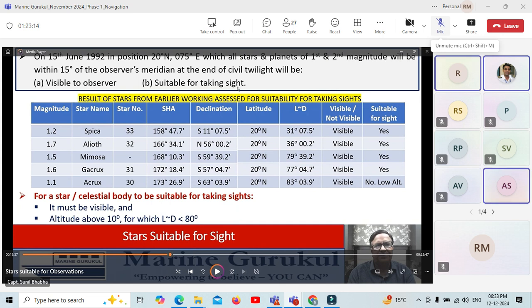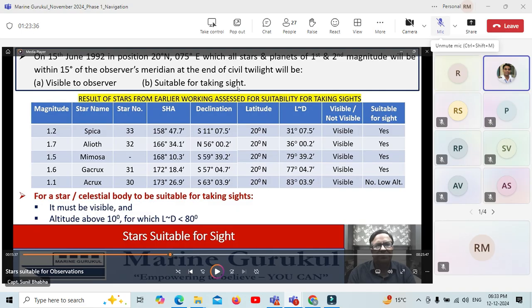So where is the altitude given, sir? So it should always be less than 80. Yes, it should be less than 80 degrees. That's all. There is no minimum criteria. So we don't need to care about the 10 degrees? No, you don't need to care about it. L difference D less than 80 takes care of the 10 degree altitude.